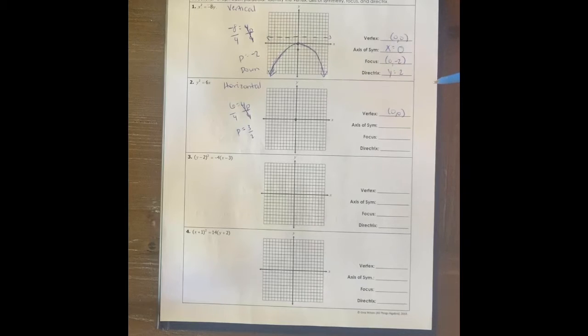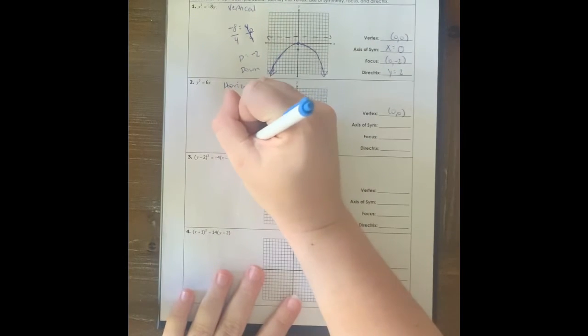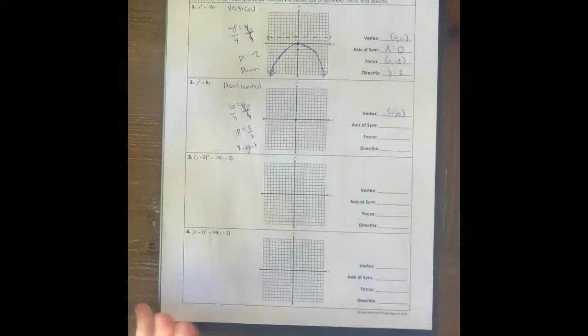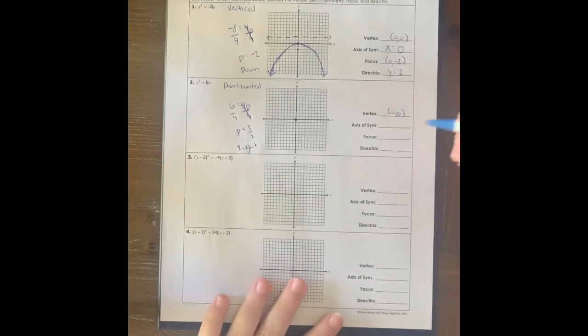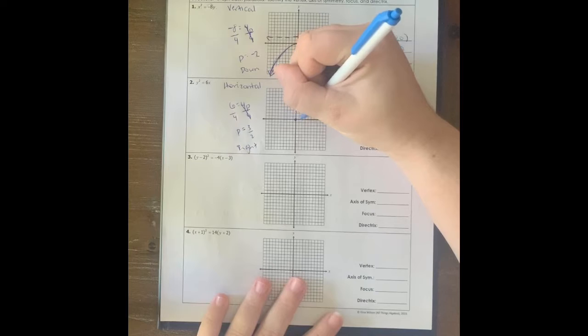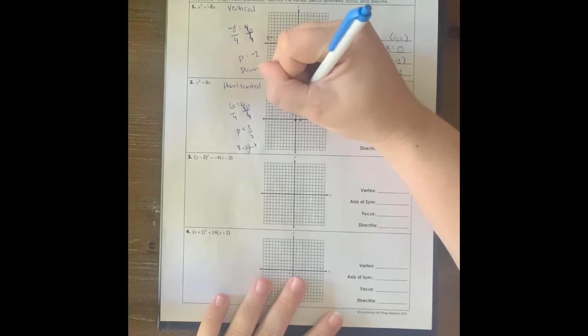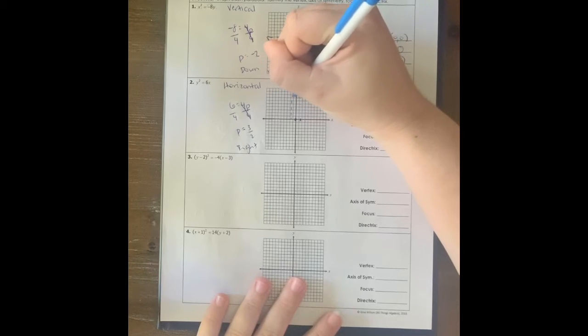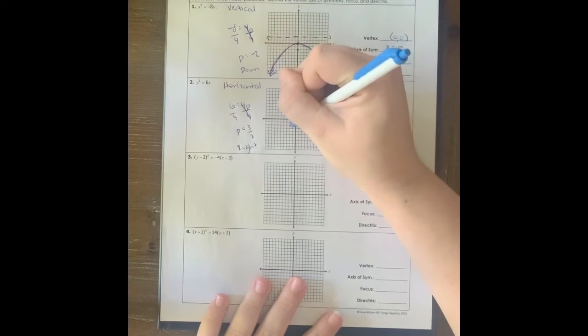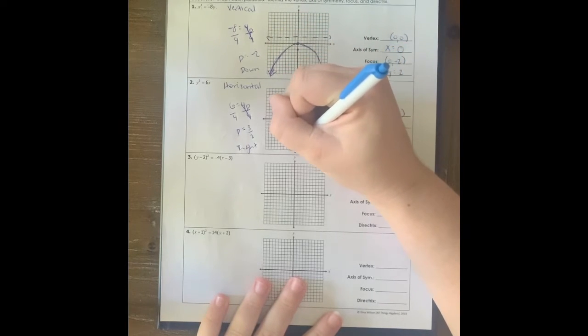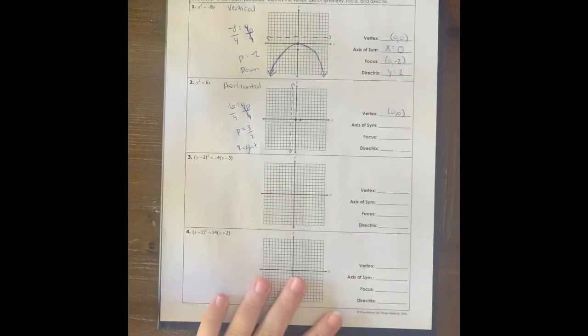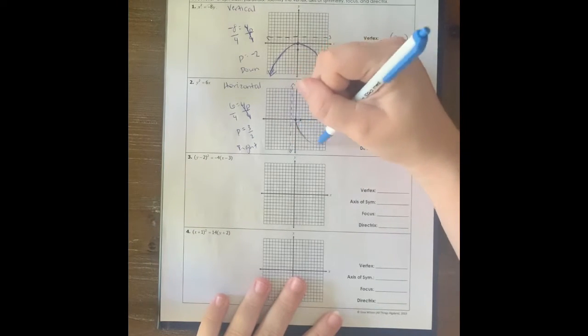Okay, and 3 over 2 is the same thing as 1.5. So our focus is 1.5 right here. Our directrix is 1.5 right here. And it is a dotted line. Like that. Okay, and draw our parabola.